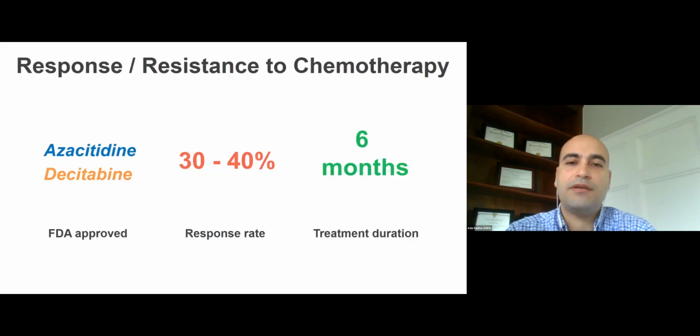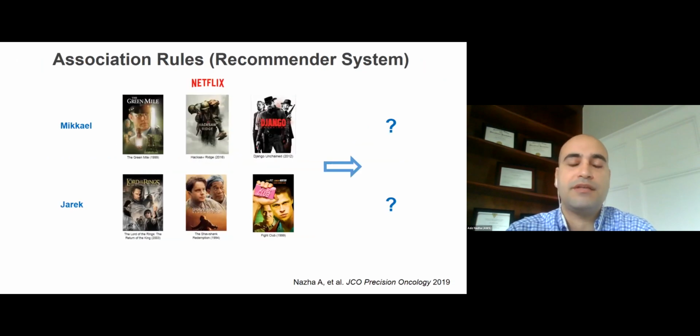Finally, I'm going to talk about predicting response or resistance to chemo. As you know, azacitidine and decitabine are FDA approved. The response rate is about 30 to 40%. It takes about 6 months. We have no idea which patient is going to respond. We tried to build models that use clinical data and genomic data. We couldn't build a realistic model to predict response to aza and decitabine.